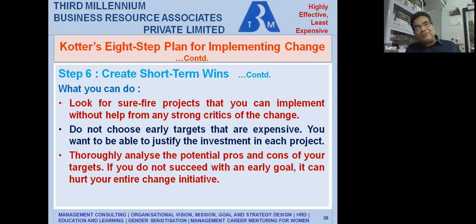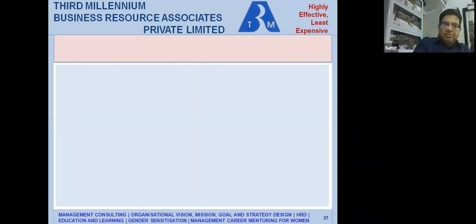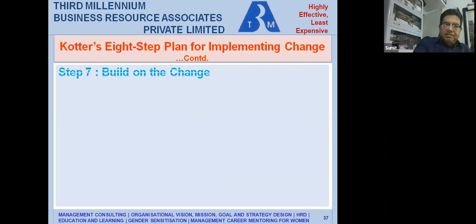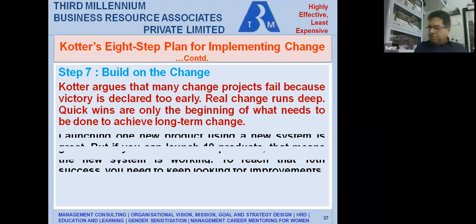So you have to be. So that is why I say, only jumping into it emotionally will not help. You have to have rationality behind that. Reward people who help you meet the targets. So that is again satisfying some kind of personal aspiration. So short-term wins. Reward people, then build on the change.